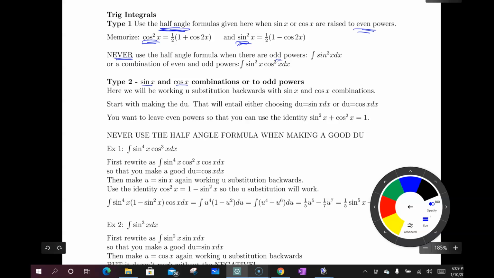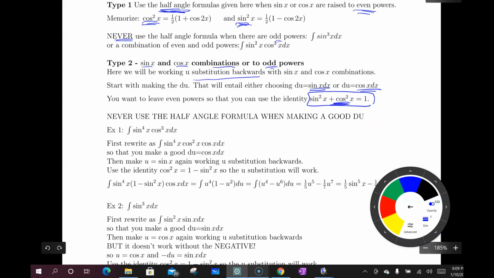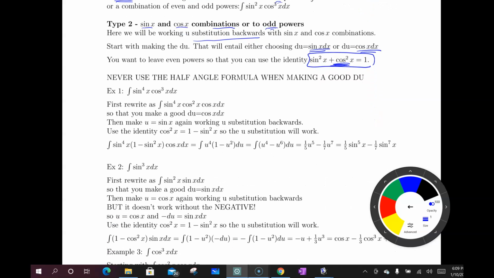If we have sine and cosine combinations, odds and evens, or just odd powers, remember what we do is we work the u substitution backwards. So we start with sine x dx or cosine x dx, and this is the identity that we make work, right? So we use this, not the half angle formula, when we're making the good du.